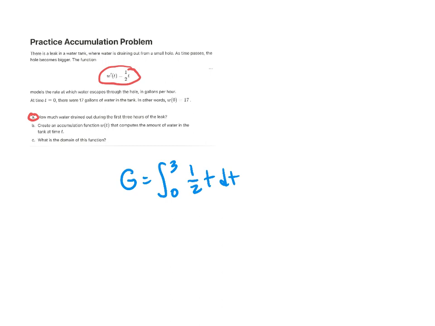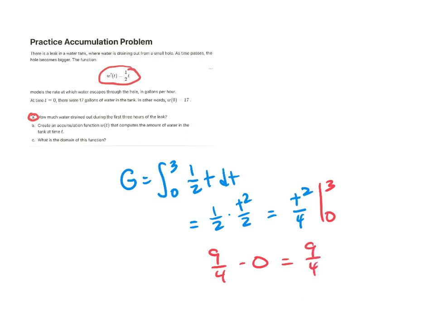And I'm simply going to use the fundamental theorem part 1 to compute this total. So the antiderivative of 1/2 t is t squared over 4, right? It's 1/2 times t squared over 2, which is t squared over 4. And we're going to evaluate that over 0,3. So what I'll do is, I'll put the 3 in, and that will be 9 over 4. So I'm going to have 9 over 4 minus 0 over 4, which is 9/4 or 2.25 gallons.